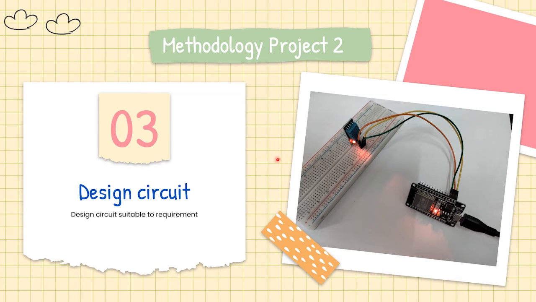Step 3 is design circuit. We will design circuit suitable to the requirement. So as you can see in this picture, we have designed this circuit to make sure all the requirements can be fulfilled. So here we have sensor DHT11 that we poke into the breadboard. We also have 3 jumper wires, male to female, that we connect to our ESP here, and we also have USB type B to connect to our laptop.